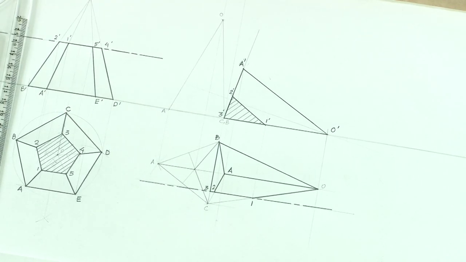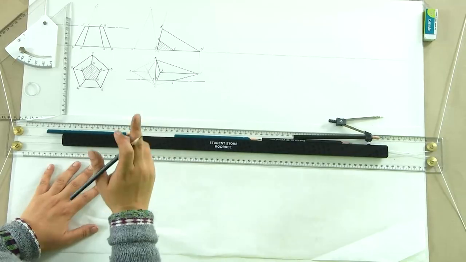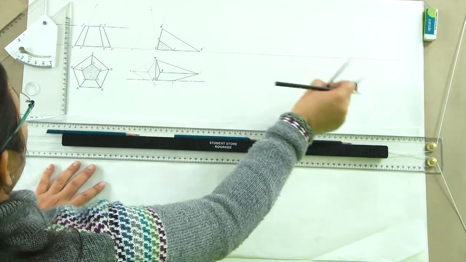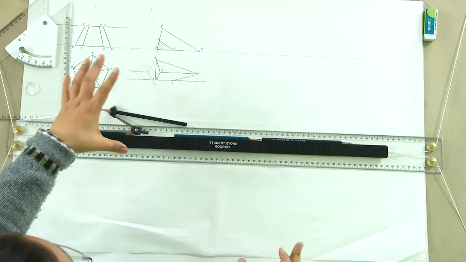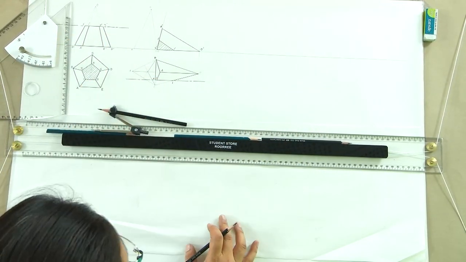However, if one of these is cut by a plane which is inclined to either of the planes, we might have little difficulty, not difficulty, but we will have to use certain tricks to arrive at the true shape of the section or even the plan or elevation of the section as it will be seen. So let us take a hexagonal pyramid here.